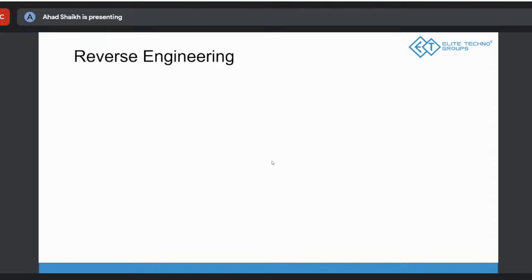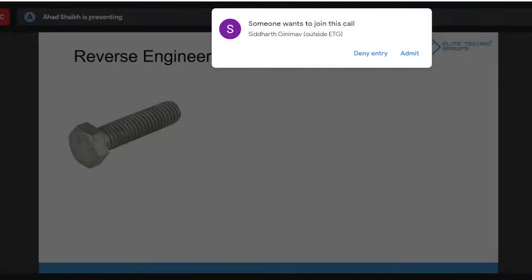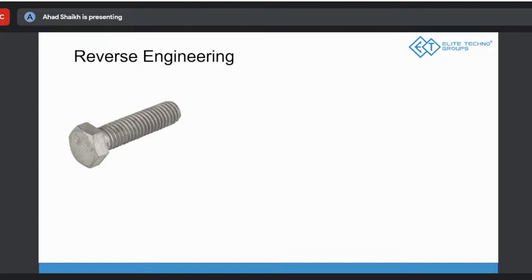So let's say, for example, I have given you just this very simple mechanical component, which is a bolt. How will you perform the reverse engineering of it? I have given this bolt to you, and I asked you to give me its exact specification, or the exact dimensions, or develop the CAD model of it. So what do you think, in brief, what could be the steps?